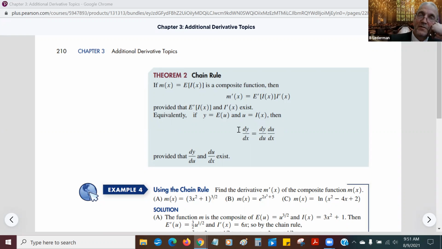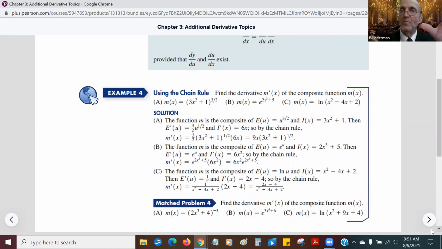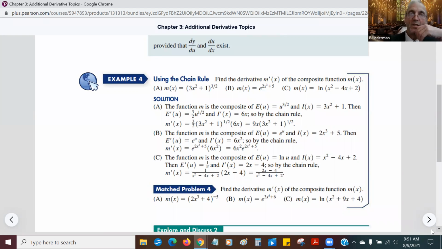Notice here it looks almost like fractions. dy dx equals dy du times du dx. It's almost like the du's cancel. Isn't that kind of cool? Anyway, let's just do some examples. I think this is much easier if we just do examples. The chain rule looks complicated when you see it written out, but when you do the examples, it's actually one of the easiest things we're going to do, and funnest.